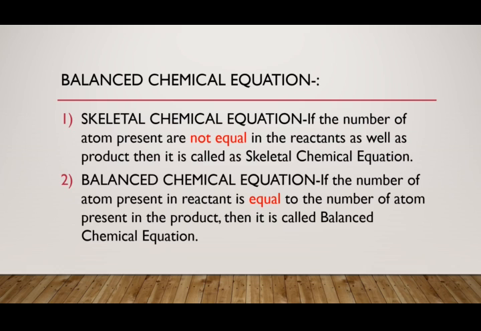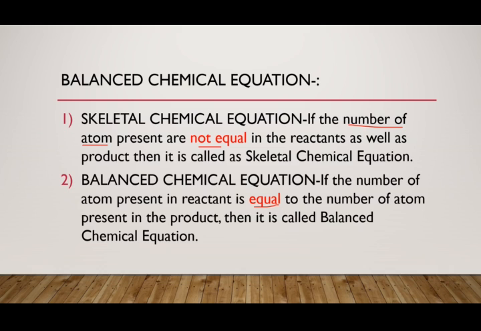Now there are two types of chemical equation involved. First is skeletal chemical equation and the balanced chemical equation. So first let us go through the skeletal chemical equation. Here the number of atoms are not equal in the reactant as well as product, while balanced means the number of atoms is equal in the reactant side as well as in the product side. Perfect. So that means the skeletal chemical equation is imbalanced.